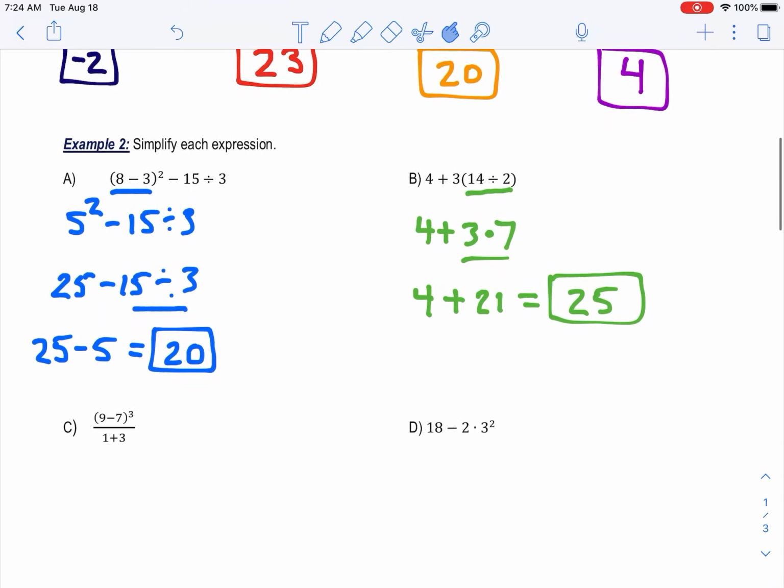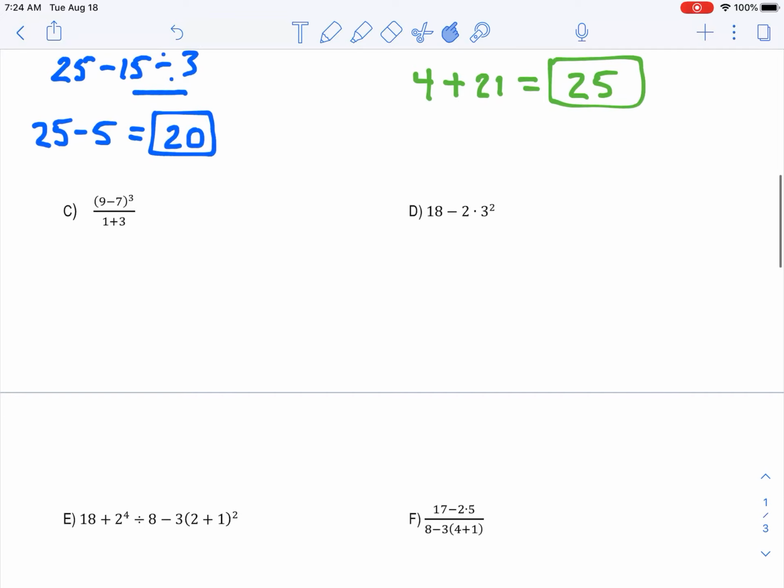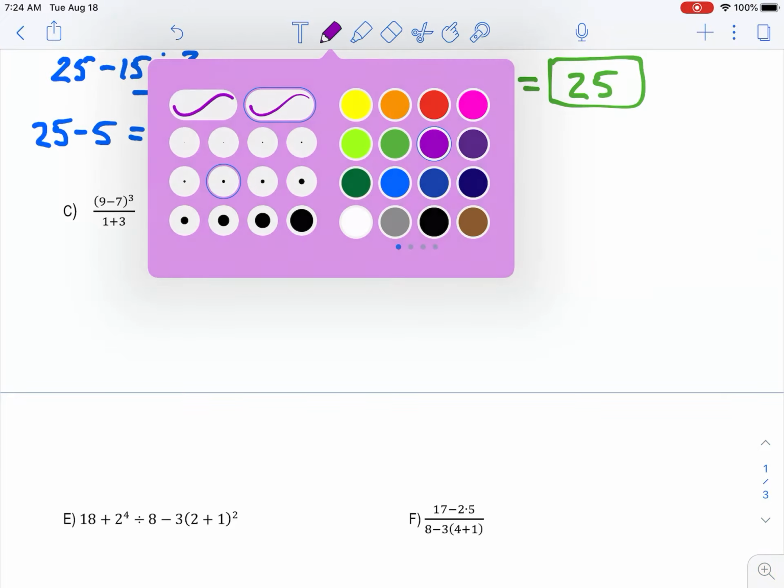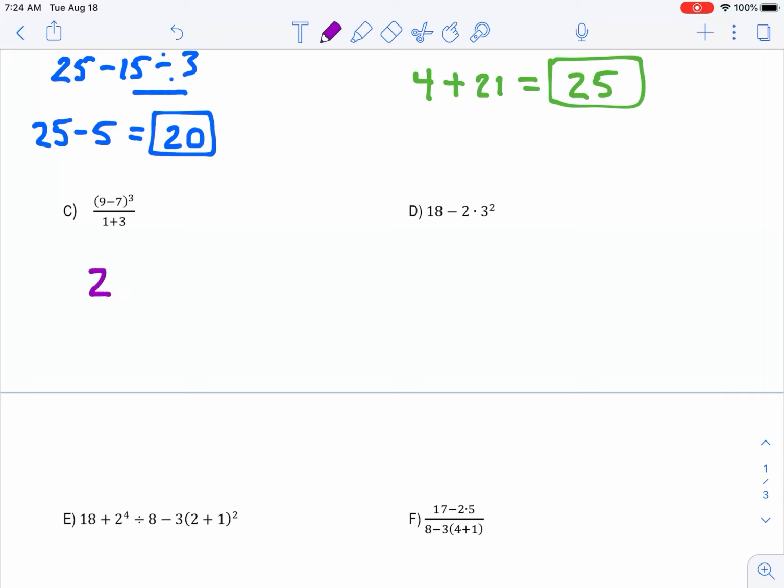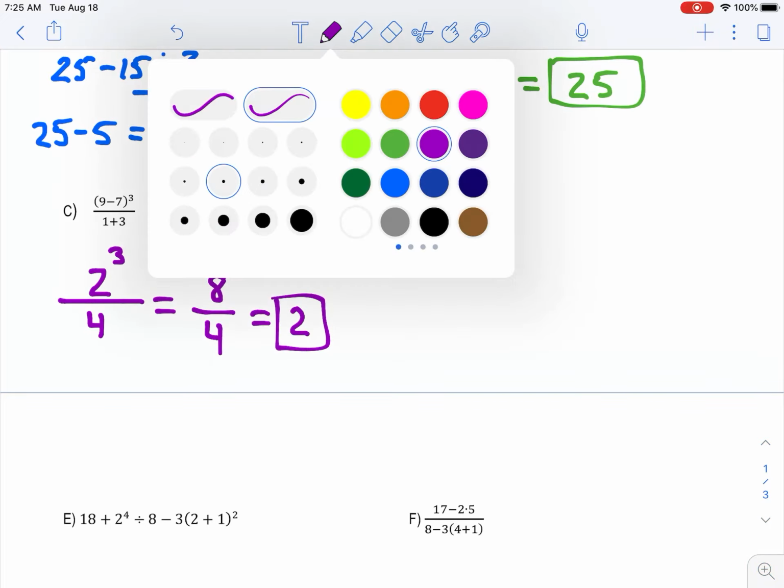All right, so let's continue along. Stay with our pattern, stay with your same focus, because they're going to get harder as we go. All right, letter C, 9 minus 7 in parentheses. So let's start with the parentheses. That gives me 2, but I have it to the third power. On the bottom, I have 1 plus 3, which is just 4. I see exponents. 2 to the third, so 2 times 2 times 2 will turn into an 8, and we have 8 over 4. Now, we need to clean this up. We can reduce this. 8 divided by 4 just turns into a 2, or 2 over 1, and we are set.